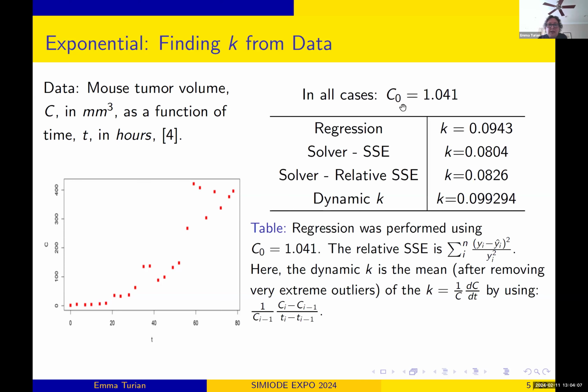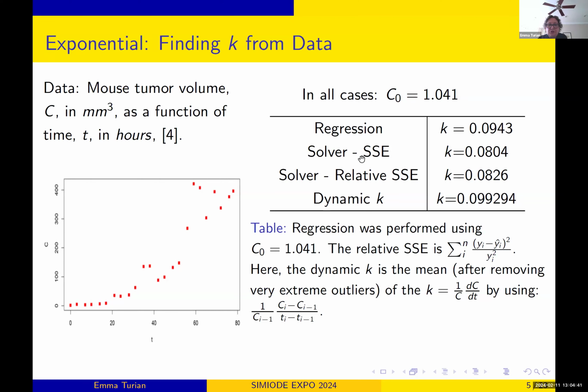Now, in all cases, for these different ways of performing regression, then using solver and then dynamic K, we used the same initial tumor value, which is 1.041, and this is in cubic millimeters. If we use regression with, again, C0 fixed, we get this K value of 0.0943.